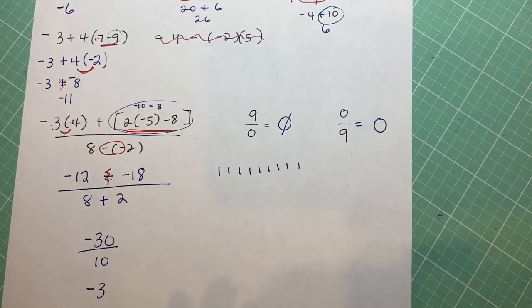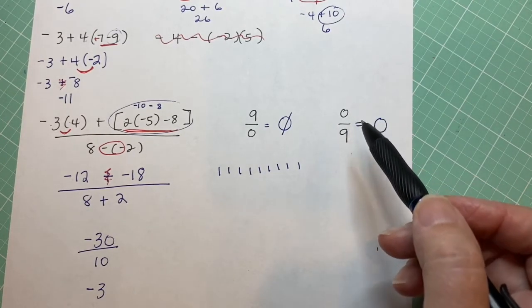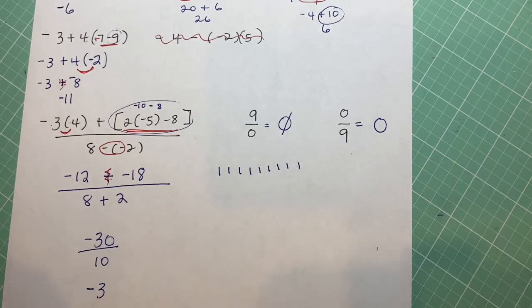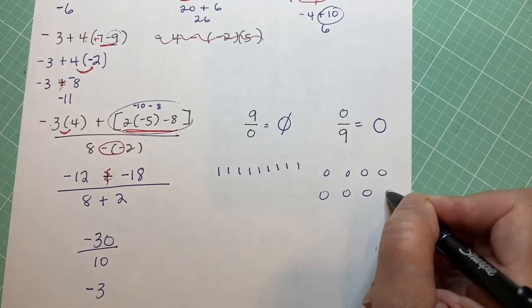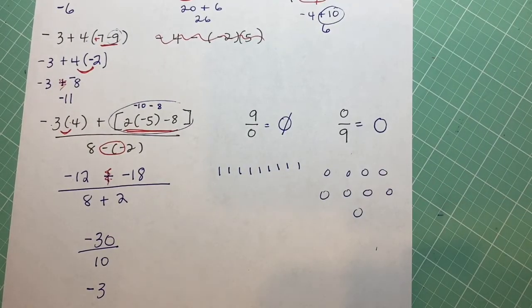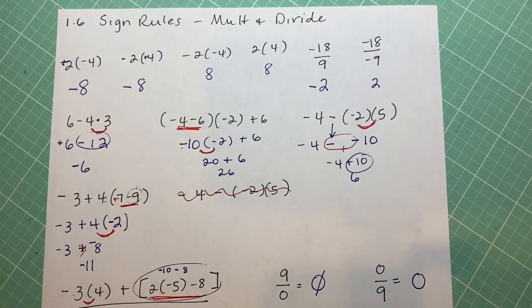You can't do that. But when you have 0, I can have $0 and I can give 9 people $0. I can take 0 and divide it into 9 piles of 0. You can take nothing and divide it into as many piles of nothing as you want. But you can't take something and divide it into nothing, because the number 9 exists of some quantity, so you can't divide it by 0. Okay, so that's 1.6, and go try your practice problems.